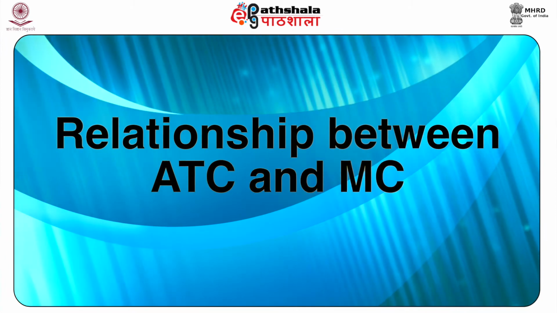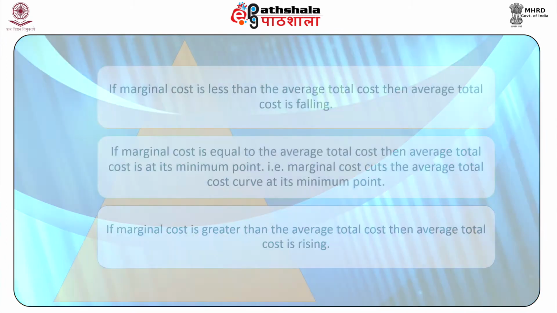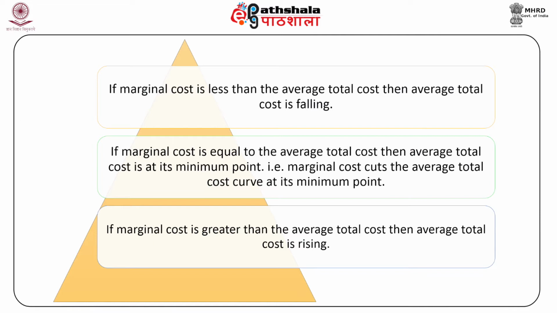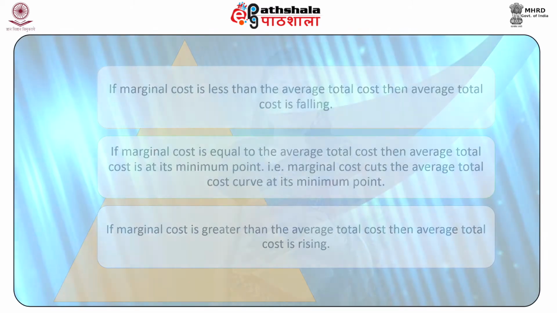Relationship between ATC and MC. If marginal cost is less than the average total cost, then average total cost is falling. If marginal cost is equal to the average total cost, then average total cost is at its minimum point, that is, marginal cost cuts the average total cost curve at its minimum point. If marginal cost is greater than the average total cost, then average total cost is rising.